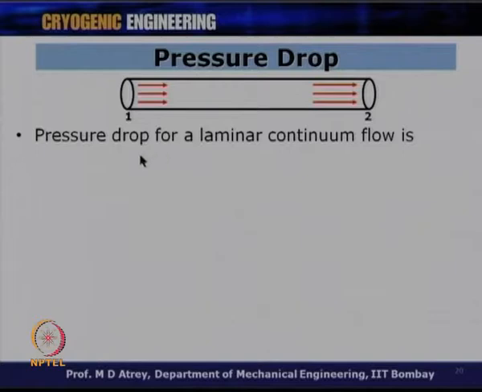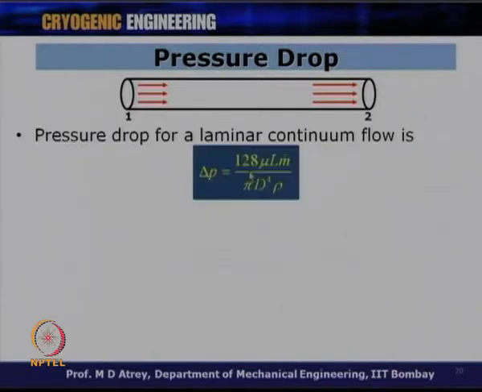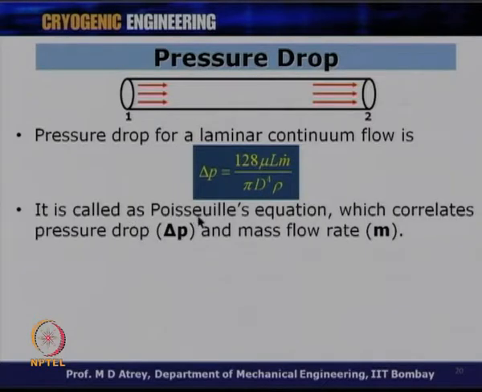So, the pressure drop for a laminar continuum flow, and when I say laminar flow, we are talking about Reynolds number less than around 2300, is given by a very standard equation. Delta P is equal to 128 mu L m dot upon pi into d to the power 4 into rho, and this is called Poiseuille's equation in fluid mechanics, which correlates pressure drop delta P to mass flow rate m dot.